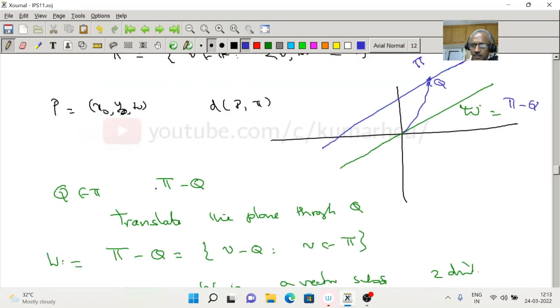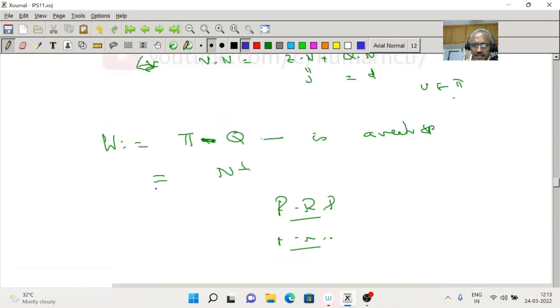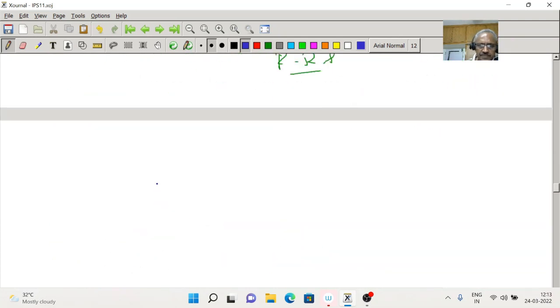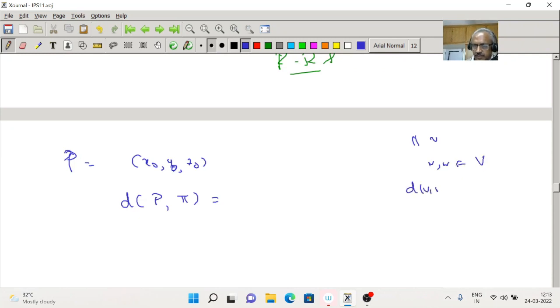So now just think about this. If I take a point p, let us say p is x naught, y naught, z naught. Okay, what is the distance between p and my pi? Remember that if v and w are vectors in your inner product space, the distance between v and w is the norm of v minus w. This is the definition. But it is also translation invariant, which I had already seen.